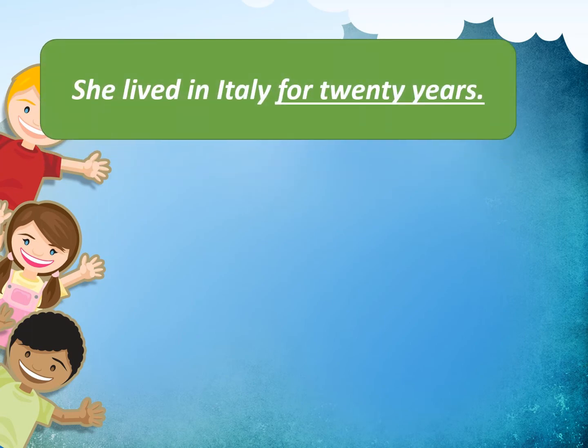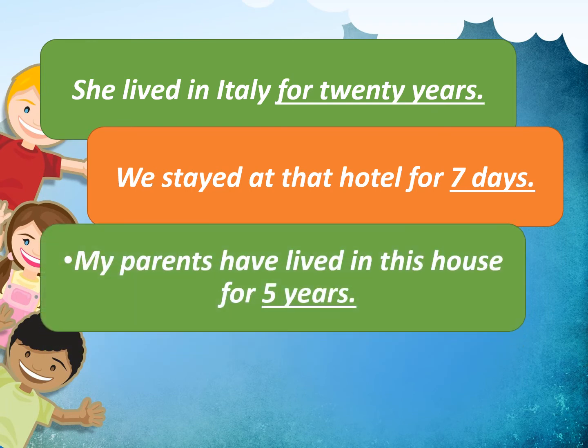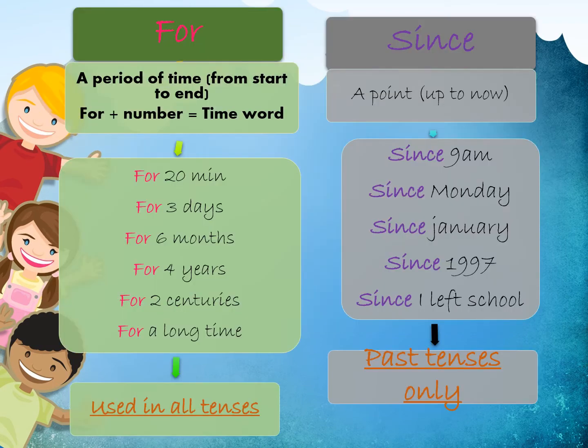So we have: she lived in Italy for 20 years. Next we have: we stayed at that hotel for 7 days. So we use for since we are stating a duration of time that is already finished, right? Next we have: my parents have lived in this house for 5 years. Still, it's a duration of time, right?